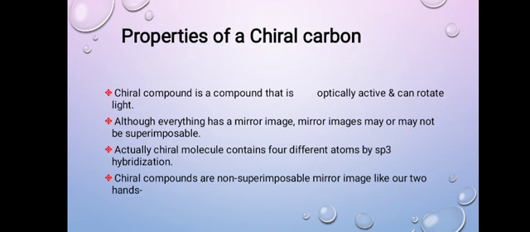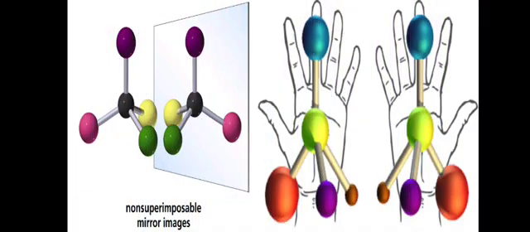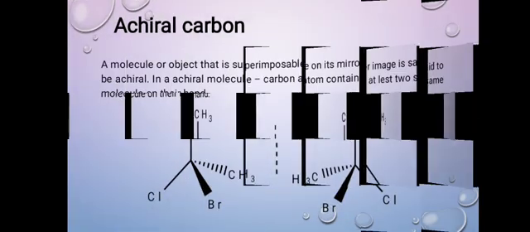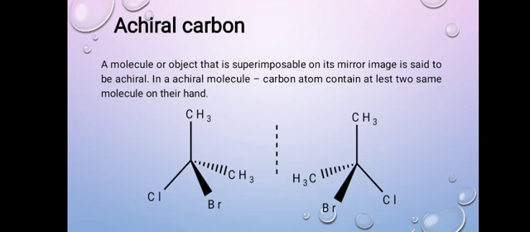Chiral compounds are non-superimposable mirror images, like our two hands. For example, our hands are non-superimposable mirror images. Next, some methods used for chiral compounds.